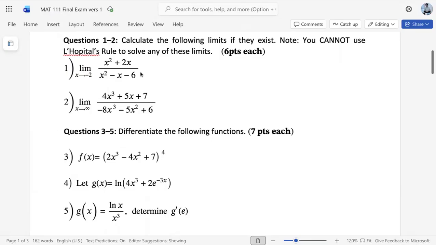So the first 2 questions are talking about limits. So we want to find the limit when x approaches -2 for this rational function. If we plug in -2 directly, let's see the denominator. So we get (-2) squared minus (-2) minus 6. (-2) squared is positive 4, minus (-2) plus 4, minus 6. So we get a 0 in the denominator. So we cannot just plug in -2. Right? So we have to do something.